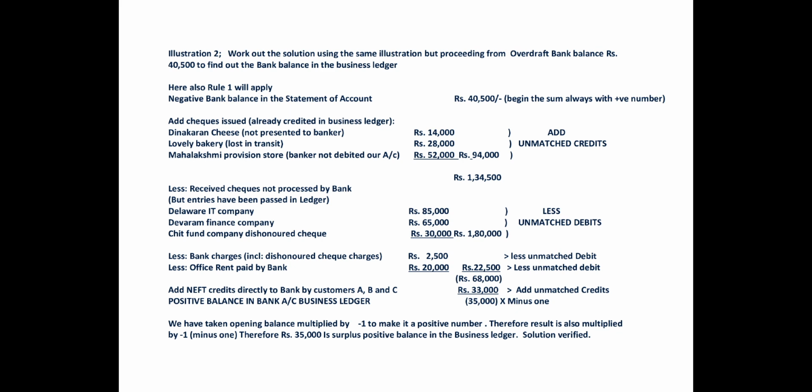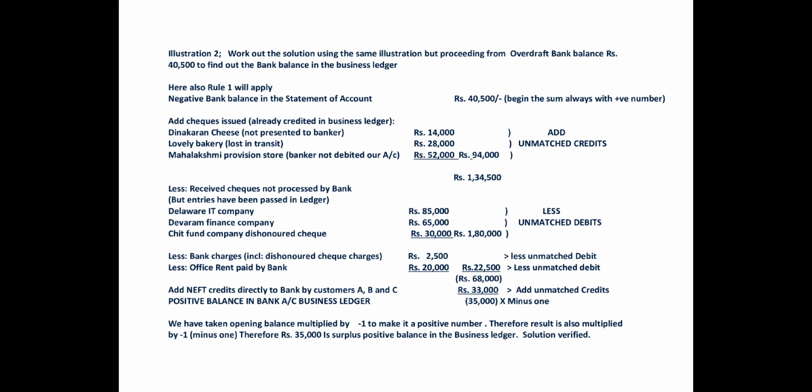And we deduct unmatched debits, namely Dilavar IT Company, Devaram Finance Company, Chit Fund Company, Dishonored Check, to the extent of 1,80,000. And there are also unmatched debits, bank charges 2,500, office rent 20,000. All these unmatched debits are also deducted. The net figure is -68,000. And there are 3 credits, NEFT credits directly into the bank account. This is an unmatched credit, 33,000, and the resulting balance becomes -35,000.